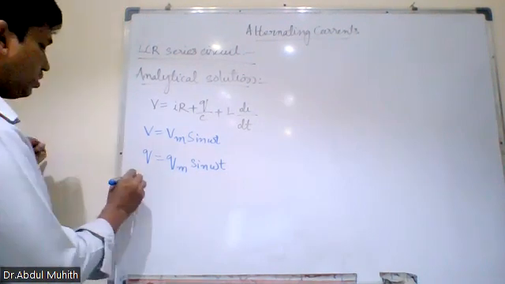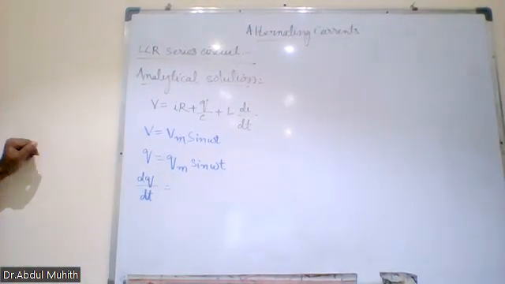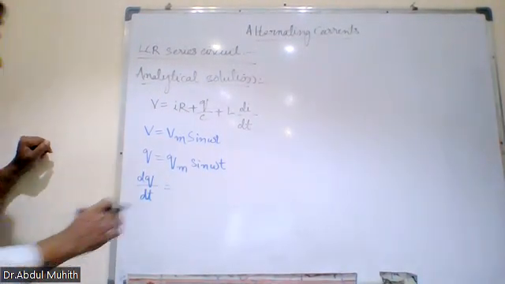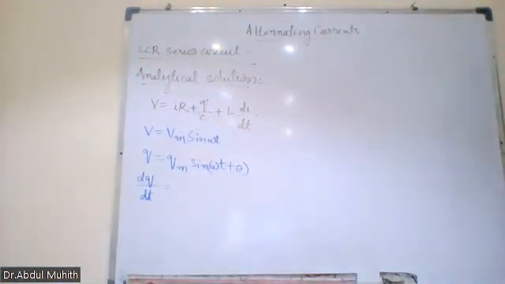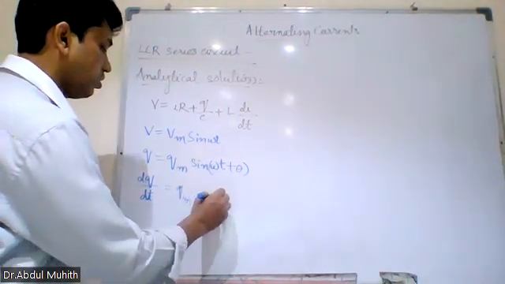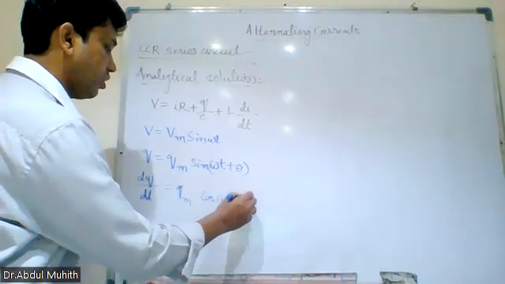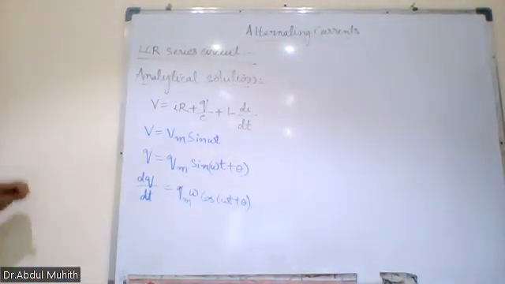So what we will do here, dq by dt. What is dq by dt? Qm is a constant. Q is equal to Qm sin omega t plus theta. Next, dq by dt is equal to what? Here we will write Qm, the derivative of sin is cos, cos omega t plus theta. The derivative of omega t plus theta is omega. Is that clear? Is this clear, all of you?